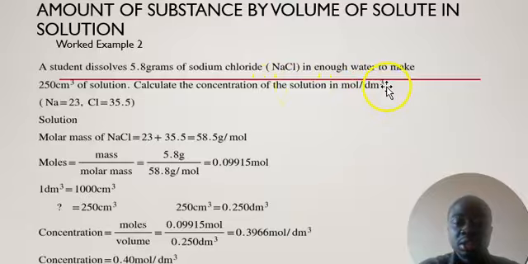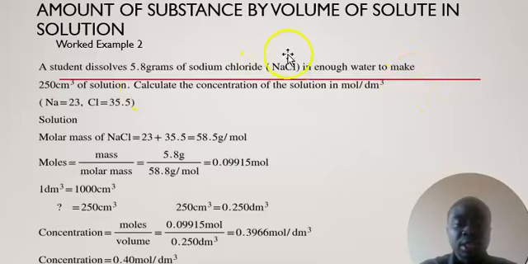So you have to calculate the concentration in mole per decimeter cube, but the volume was given in 250 cm cube. So that means that there will be a conversion here, because we need to get our volume, which is in centimeter cube, into decimeter cube, because this is how we should leave our answer. So this is what you are going to do.